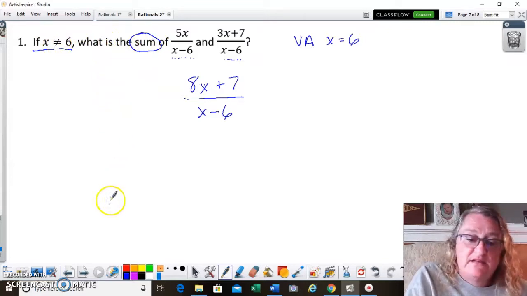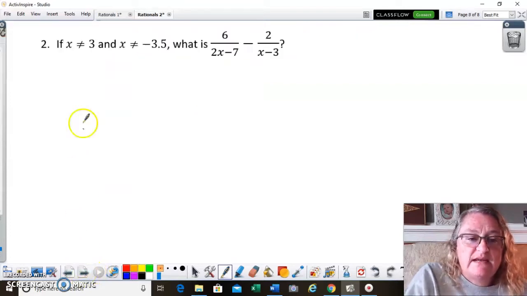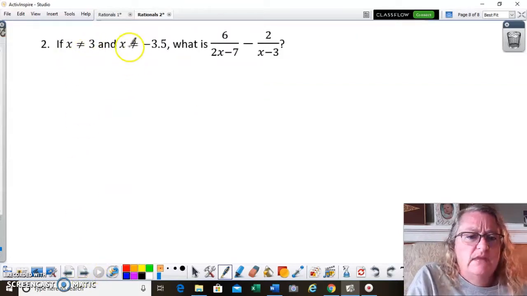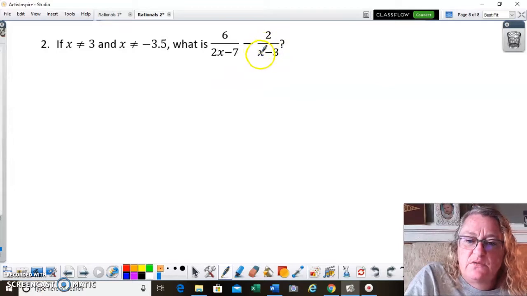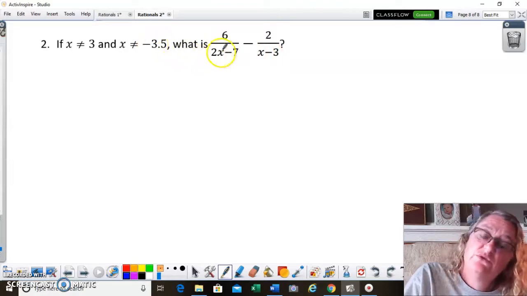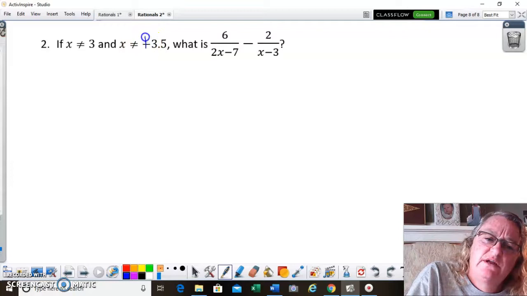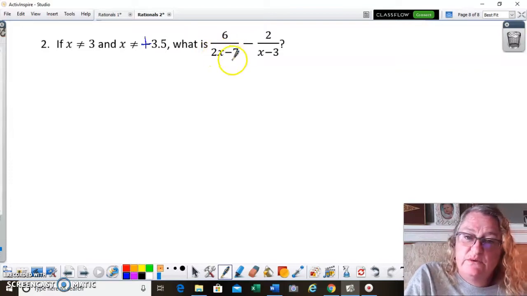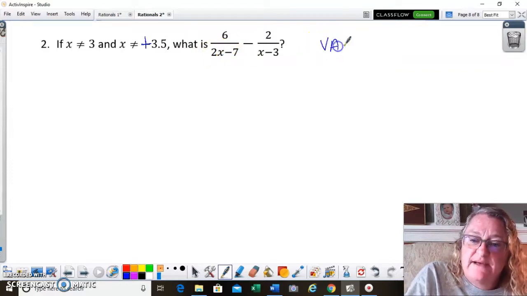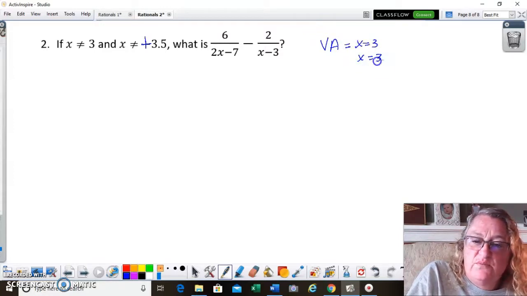And the next example has another one of those beginnings. So in the second one, it says x can't equal 3, and it can't equal 3.5. Well, if x equaled 3, 3 minus 3 would turn this denominator into 0. And if x equaled 3.5, 2 times 3.5 would turn that into 7. Minus 7 would be 0. Sorry about that, I misspoke earlier, it should be a positive 3.5. So again, my vertical asymptotes are x equals 3 and x equals 3.5.